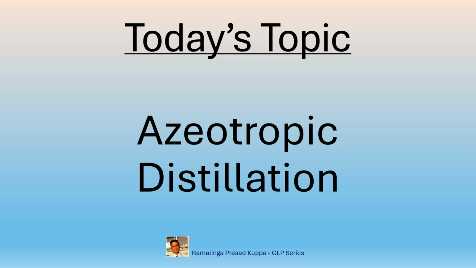Today's topic is azeotropic distillation. Azeotropic distillation is widely used in the chemical industry to separate mixtures of liquids that cannot be separated through simple normal distillation. It is a mixture of two or more components whose proportions are such that the vapor produced by partial evaporation has the same composition as the mother liquid. Therefore, they behave in distillation as if they were a pure compound.